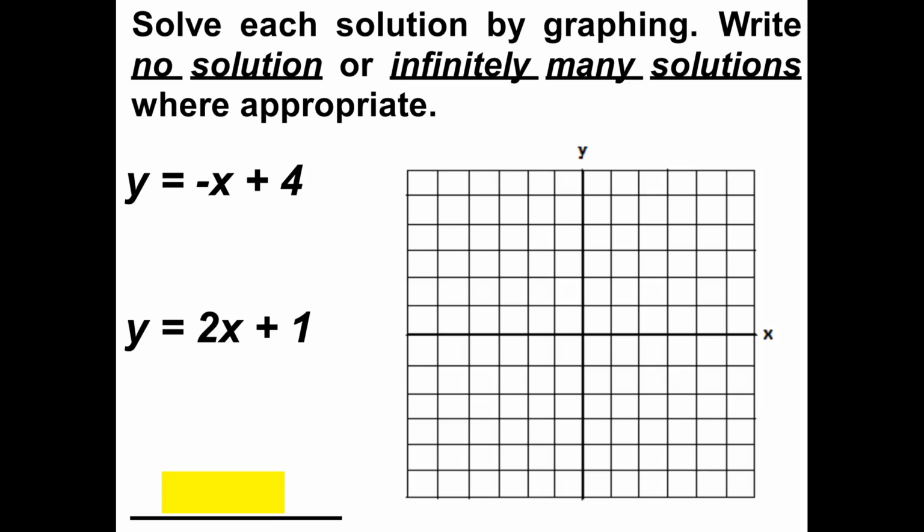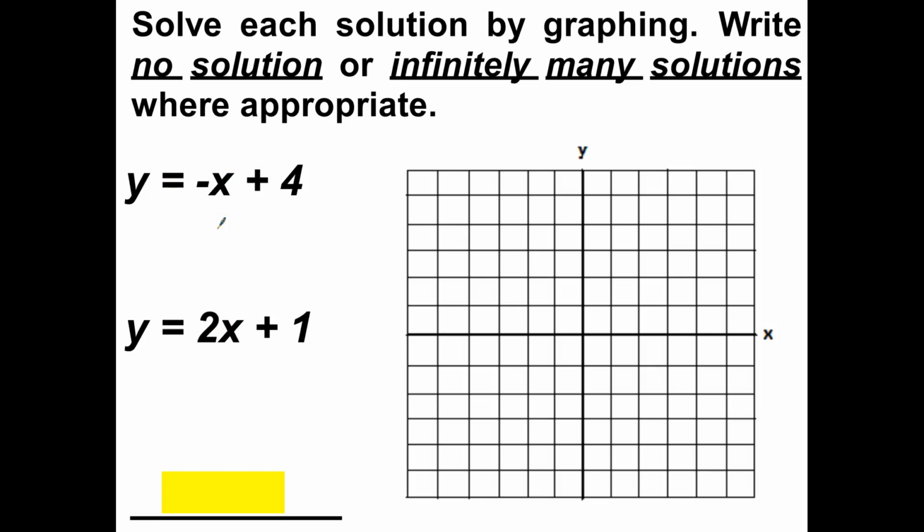All right, so solve the system by graphing. Write no solution or infinitely many solutions where it's appropriate. So in order for me to have no solution, the slopes have to be the same. Clearly, they are not the same. So this is not a no solution problem. And in order for it to be infinitely many solutions, it has to be the same equation. Clearly, they're not the same equation. So it's not that either. So clearly, these lines are going to intersect because they don't have the same rate of change or the same slope. So we graph them and see where they intersect.